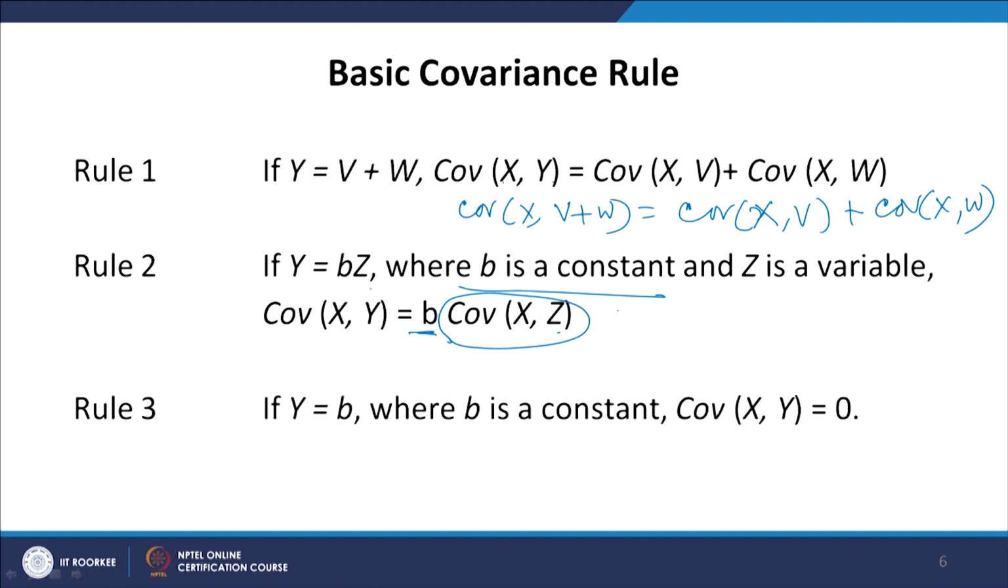Rule 3, if y equals b, where b is a constant, covariance between x and y is equal to 0, because y is actually a constant. So, the possibility of any co-movements is actually not possible. B constant implies that y is actually a number, and a constant number, for example 2, 300, 900, 450 etc., and there is no co-movement, there is no randomness associated with it. So, that is how covariance between x and y is actually 0.